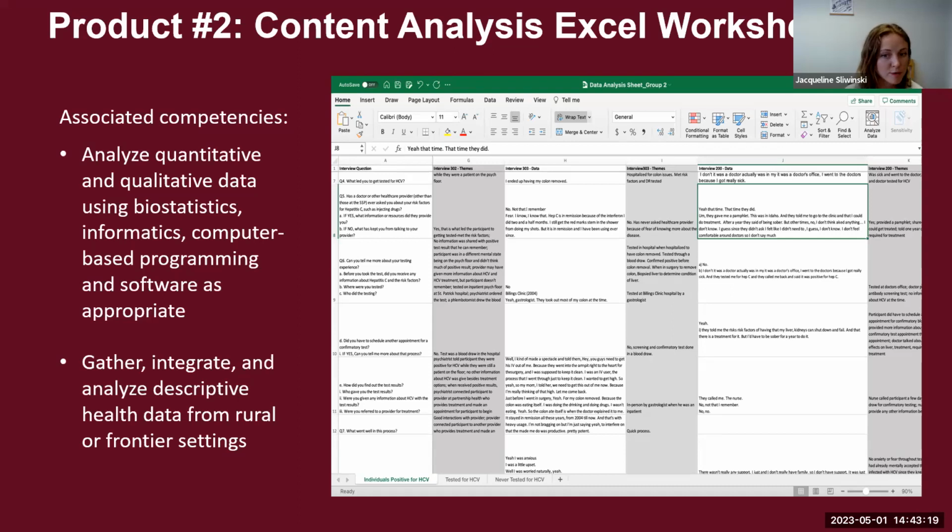Separate content analysis was performed for group 1 and group 2. The image on the screen is an example of the worksheet for group 1. Over on the right are the interview questions, and then the gray and white columns represent participant responses, and then our coding or theming for those responses.